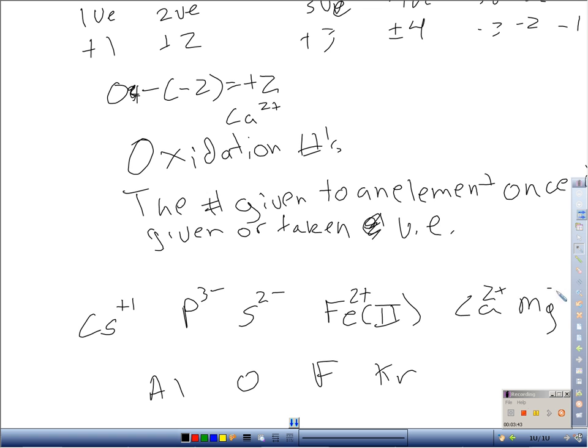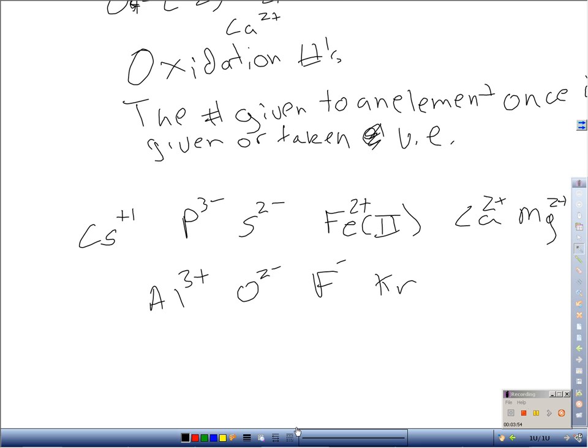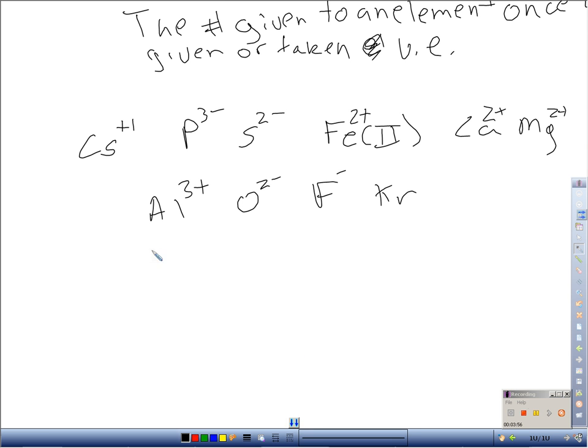Ca is 2+. Mg, 2+. Al, 3+. O, 2-, and F-. Now, Kr is 0. We don't put anything. It doesn't have an oxidation number. Okay. Last part that I'm going to talk about on this notes are Lewis dot structures.